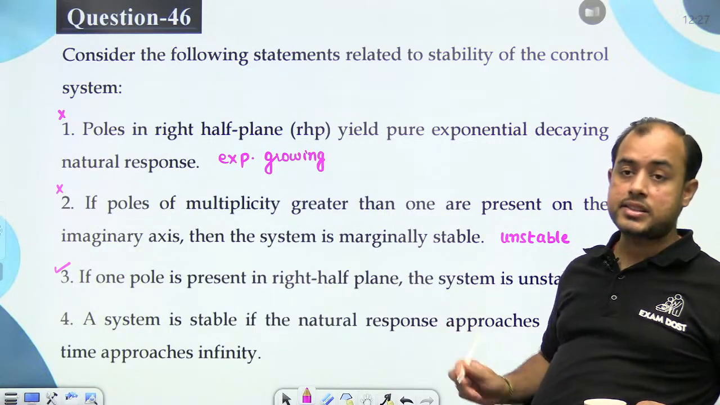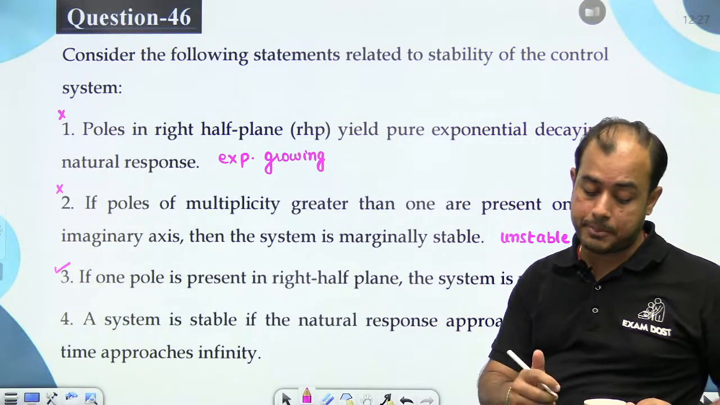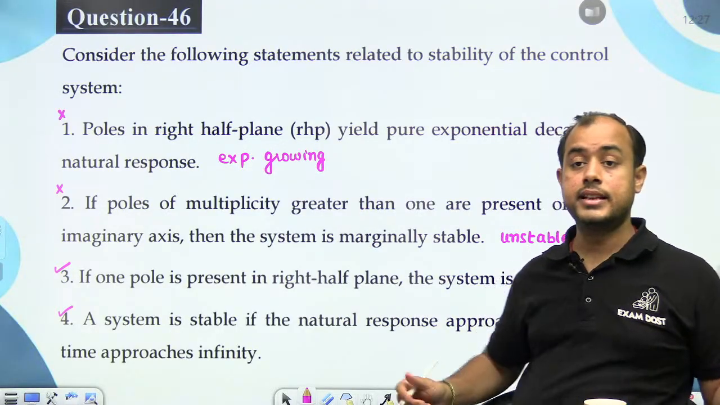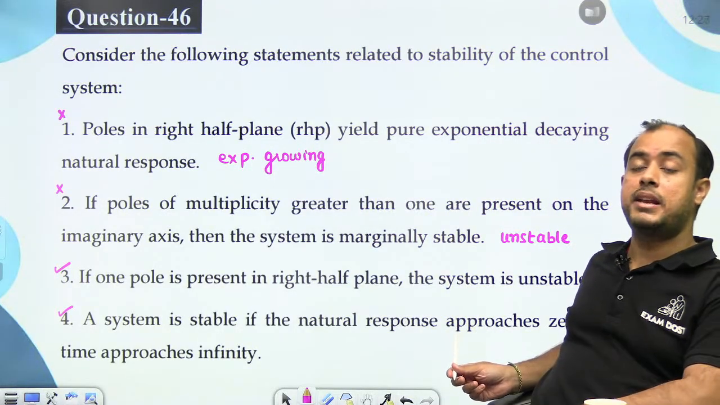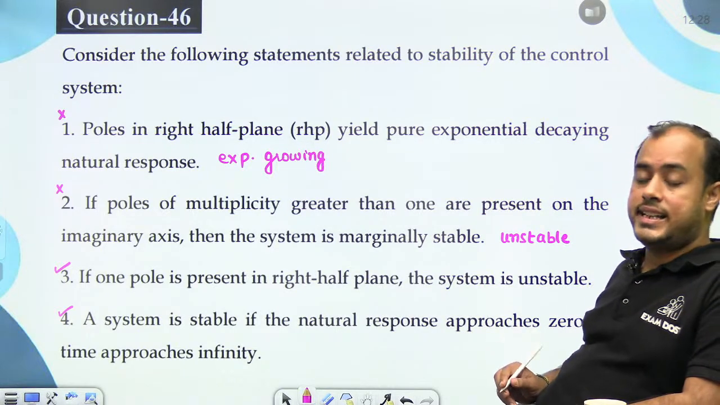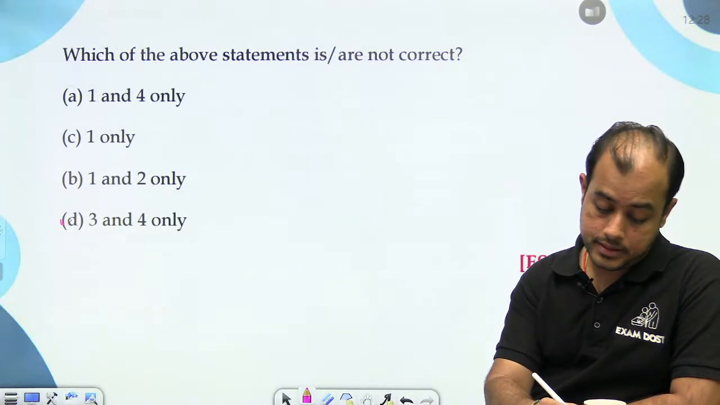A system is stable if the natural response approaches 0 as t tends to infinity. This is your asymptotic stability. That natural response must be 0 as t tends to infinity. D.